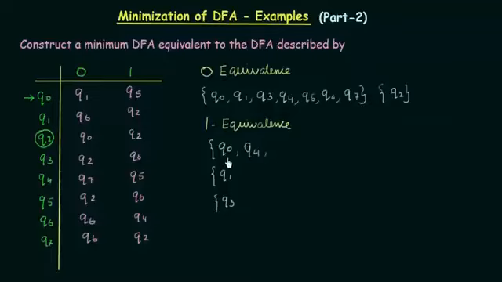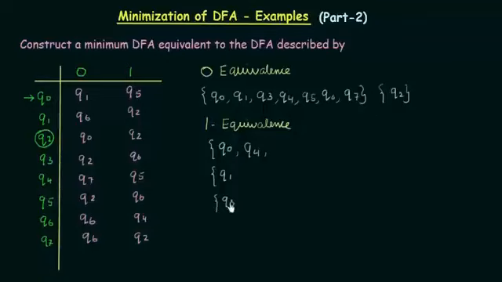Now Q5 I can check with either Q0 or Q4 because these two are already 1 equivalent to each other. If it is 1 equivalent to either of them, it will be equivalent with both of them. So let me just check Q4 and Q5. Q4 and Q5 on getting input 0 go to Q7 and Q2. Q7 is in this set, Q2 is in another set. So they cannot be 1 equivalent. So let me check it with Q1: Q5 and Q1. Q1 on getting input 0 goes to Q6 and Q5 goes to Q2. Q6 and Q2 fall in different sets, so they cannot be 1 equivalent to each other.